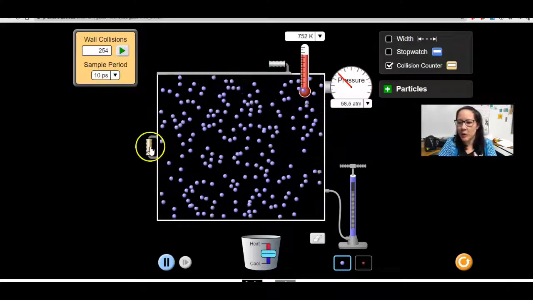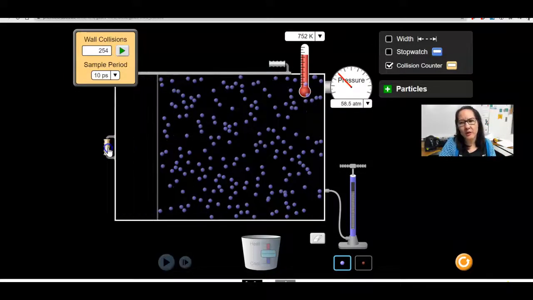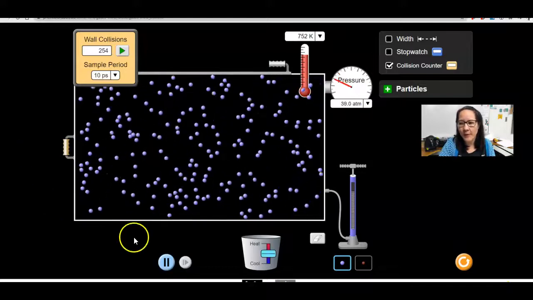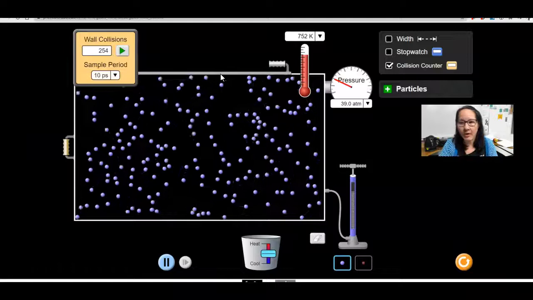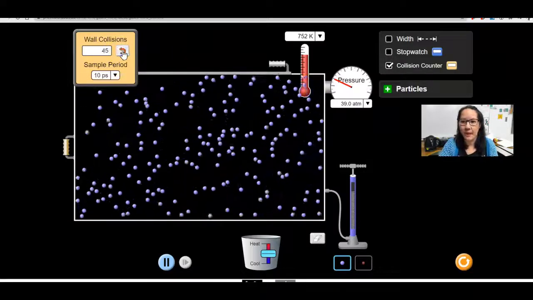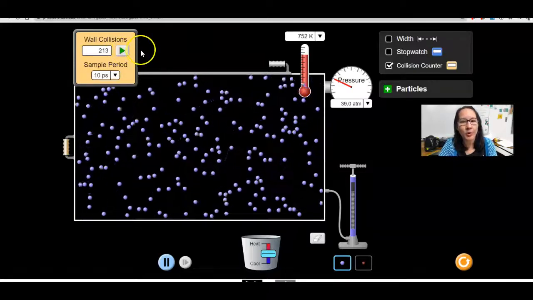If I were to spread the container, make a larger container, what's that going to do to the number of collisions with the wall? So now there's more space. Are they hitting the wall more often or less often? Let's see. It was 254, and now it's at 213.